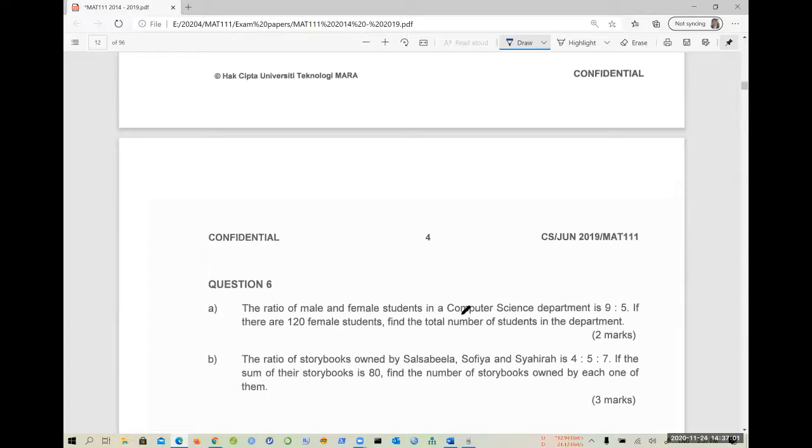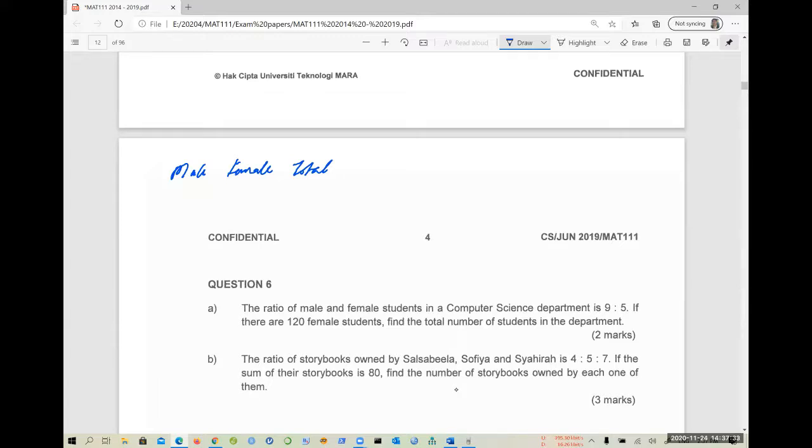It says here the ratio of male and female students in the computer science department is 9:5. If there are 120 female students, find the total number of students in the department. So they ask you to find the total number of students. So what you can do here is simply you have male, and then you have female, and then you have total.